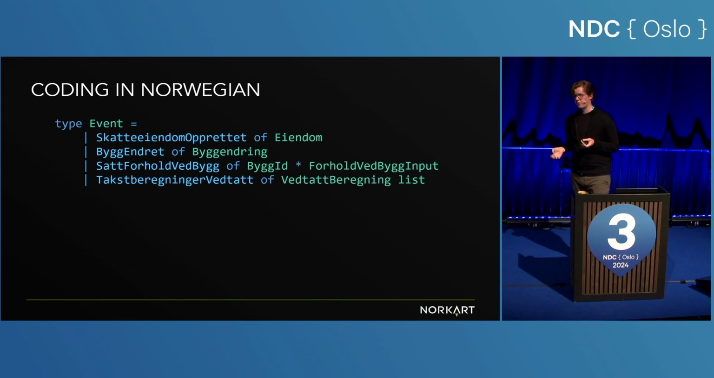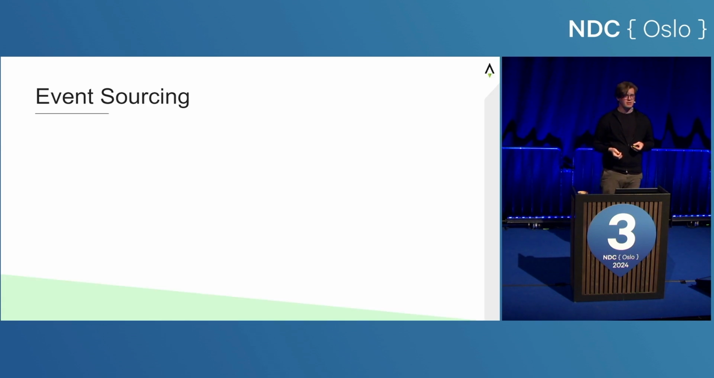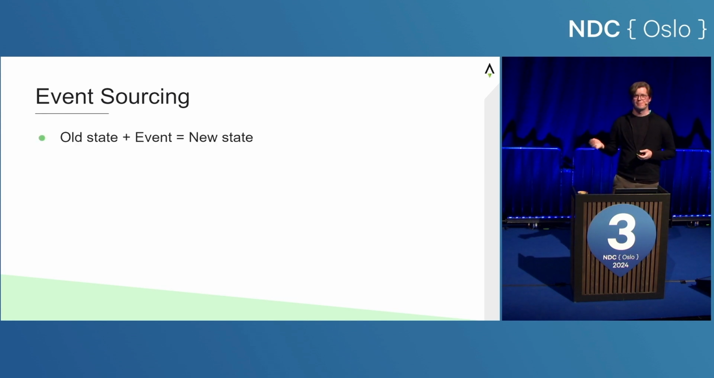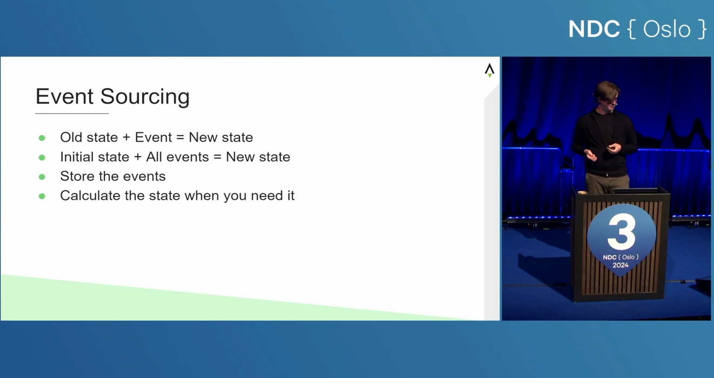You might also, if you've been to some other talks, either here or somewhere else, see that these are events, and we do something called event sourcing in our system. I won't go too much into detail about what event sourcing is, but basically we try to break down our code into smaller steps here as well. If you have an old state and just add an event that happens, you have a new state. Simple enough. Well, then if you have an initial state and then take a lot of events, you also have a new state. So you can store the events instead of your state, and just calculate the state when you need it. So this might be one of the things that we do in our inbound operations, that we read out all our events and feed that into our domain.